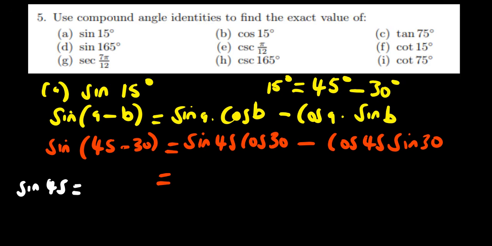Okay, so sine 45 is just the same as 1 over root 2. Okay, so that is sine 45. Is it really 1 over root 2? Okay, so that is going to be root 2 over 2.